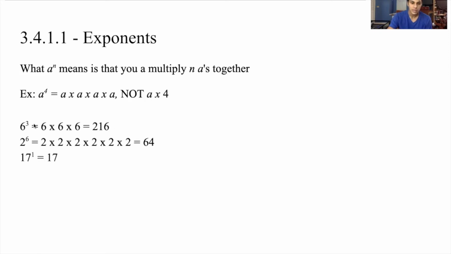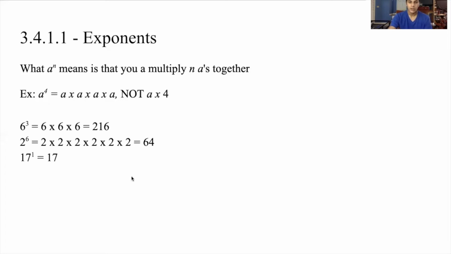And then these are some examples with other numbers. 6 to the power of 3 would be 6 times 6 times 6, which is 216. And when we go to the power of 3, or have 3 as n, we call that cubed. 2 to the power of 6 would be 2 times 2 times 2 times 2 times 2 times 2, because that's 2 multiplied by itself 6 times, and that gives you 64. And 17 to the power of 1 gives you 17, because you only multiply 17 by itself 1 time, which means you only have 17.